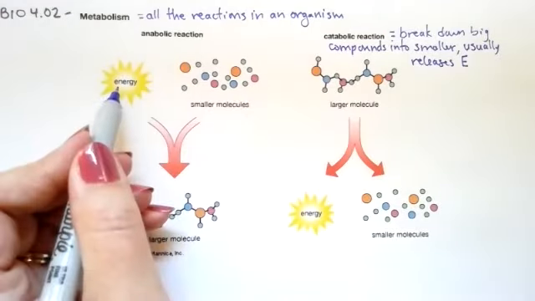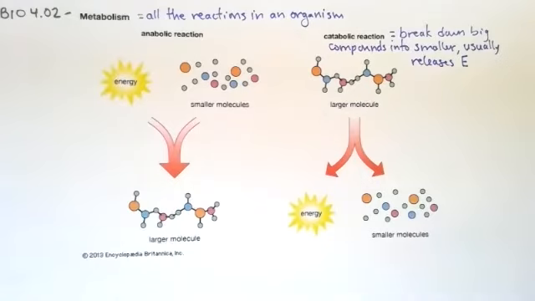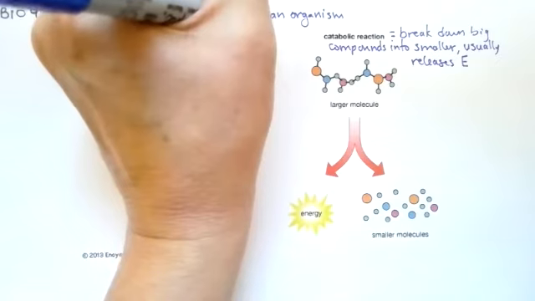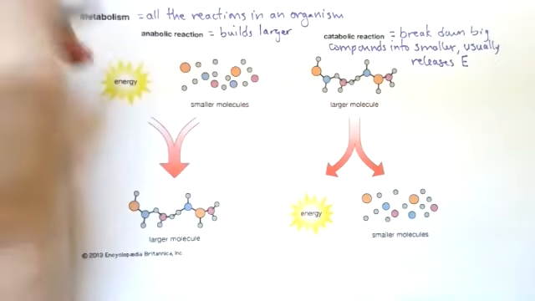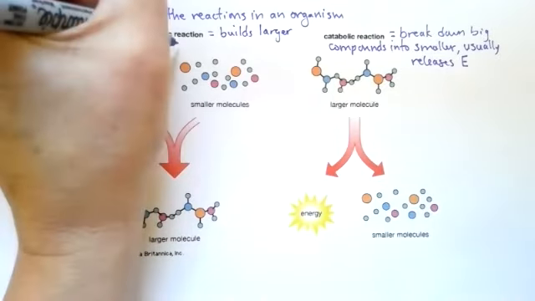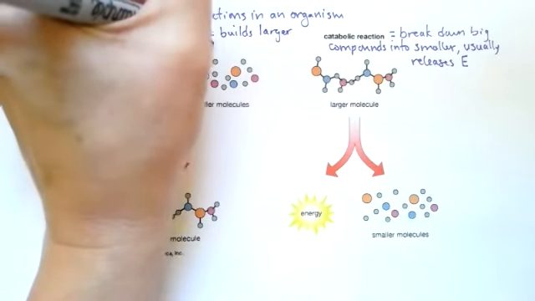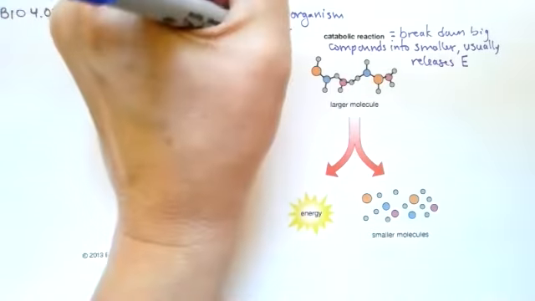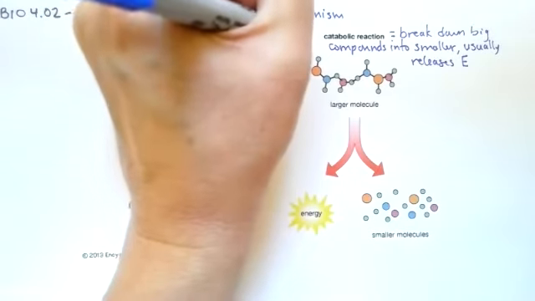Well, anabolic's the opposite, and we talked about anabolic steroids and how weightlifters use those to build their muscles. So ana means build up. An anabolic reaction builds larger compounds from small pieces, and this requires energy. We have to put energy in.